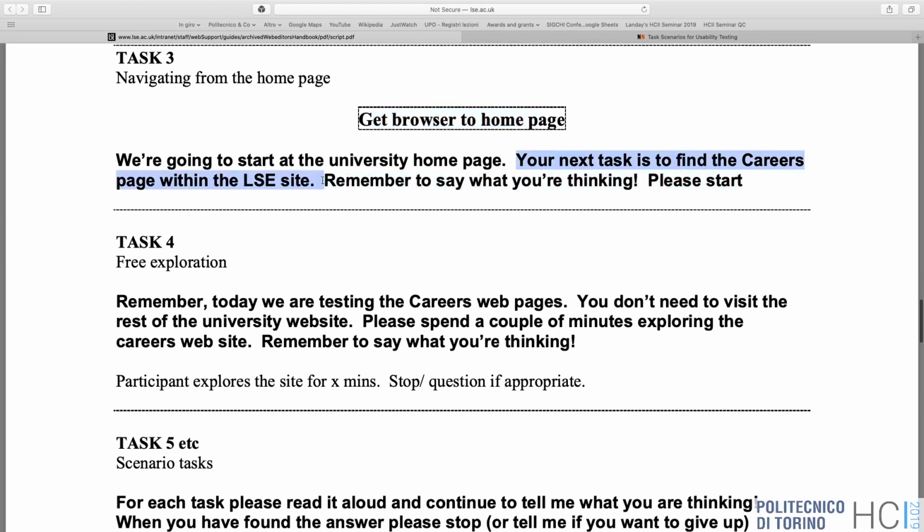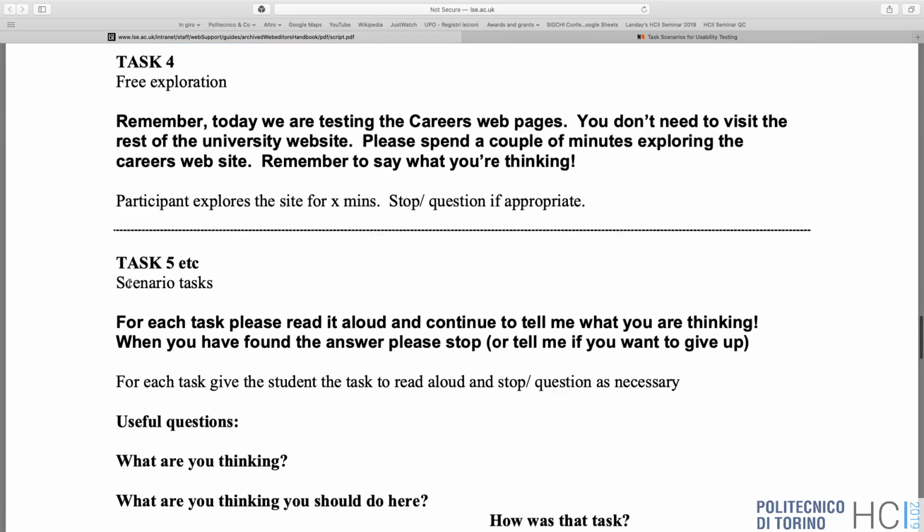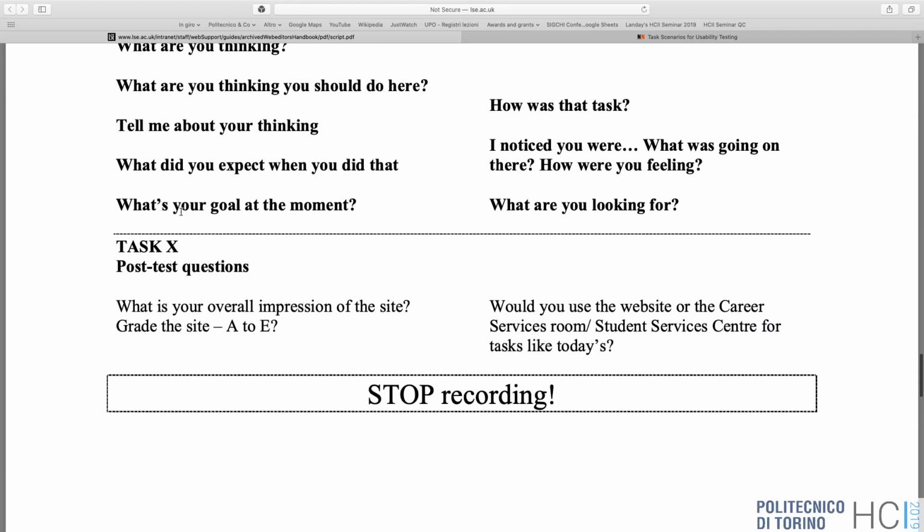And here you can say, for instance, a task. Your next task is to find the career page within the LSE site. So in this moment, the participant, by using think aloud, is performing this task. They're looking, starting from the home page, for the careers page on that website. So here probably they were interested in the navigation of the website, the ease of reaching the career page. And then there is task 4, task 5, and then finish.